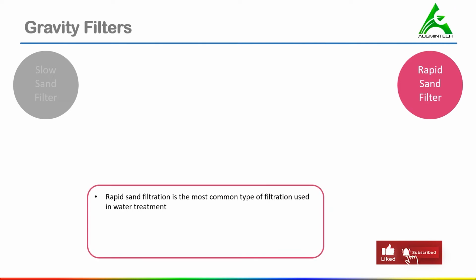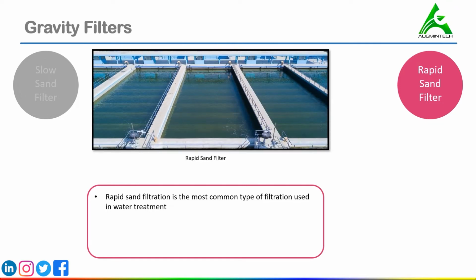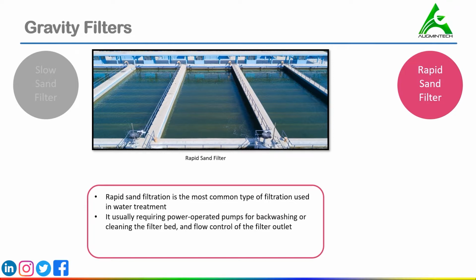Rapid sand filtration is the most common type of filtration used in water treatment. Here we have the picture of rapid sand filter. It is a technique common in developed countries for treating large quantities of drinking water. It is a relatively sophisticated process, usually requiring power operated pumps for backwashing or cleaning of the filter bed and flow control of the filter outlet.